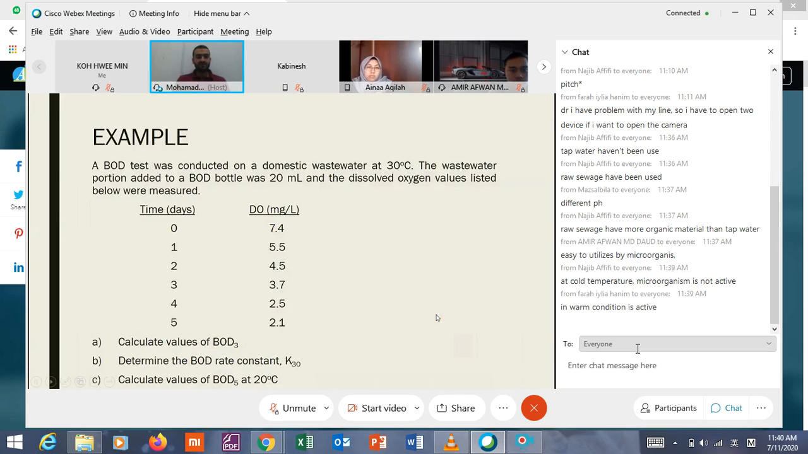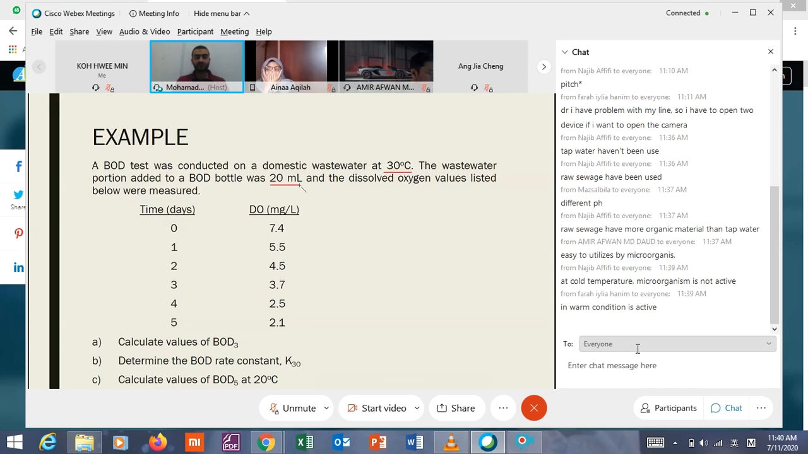Alright, here is a fast example. A BOD test was conducted on domestic wastewater at 30 degrees. Notice that we are dealing now with 30 degrees, which means that we will need to adjust the K. The wastewater portion added to the BOD bottle was 20 ml. This is the concentrated wastewater. What about the rest of the bottle? Because we have 300, the rest of the bottle was filled by distilled water.